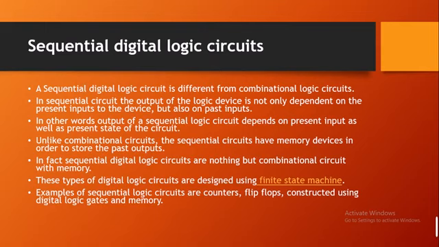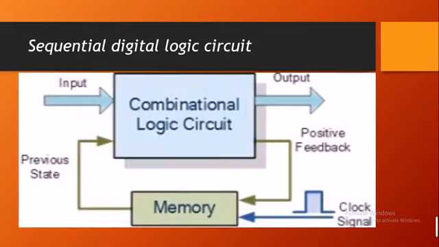So flip-flops and all these topics we'll discuss in unit 2. Now coming to the sequential digital logic circuit, it depends on the past state also. So this is the previous state. In the diagram you can see there is an input, then there is a combinational logic circuit, which gives the output. There is a positive feedback also to the memory, and there is a clock signal as well.